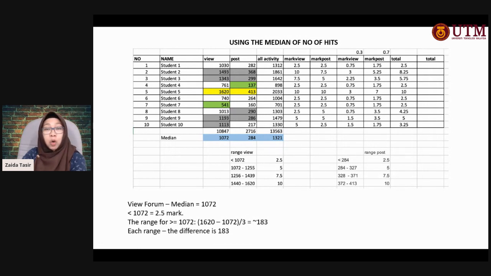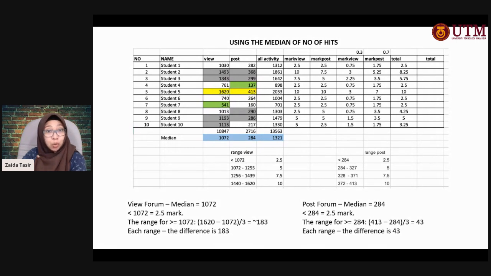Same method I use to identify the range of hits for view forum. I produce the median based on the column of the total number of posts, and the median is 284. From this median, those who show hits below the median, I give only 2.5 marks. For the three categories of range, I deduct the median score from the highest total of hits and divide by 3, so the difference between these three categories of range is only 43 marks. For example, 284 plus 43, and then I got 327. And same goes to the third and the fourth category of range.